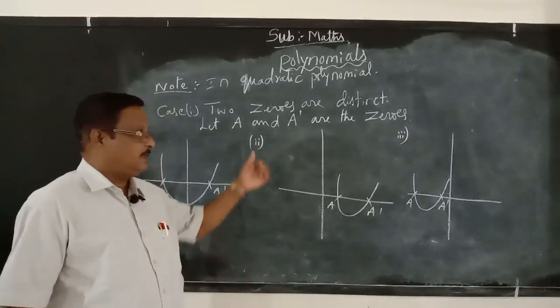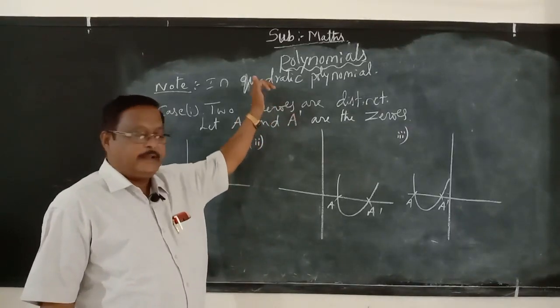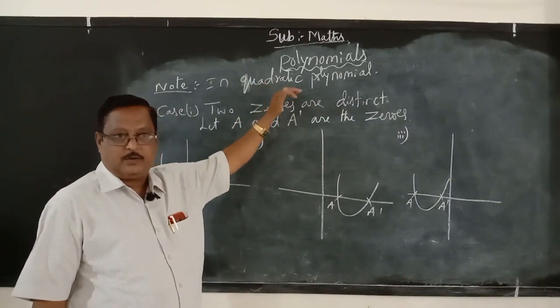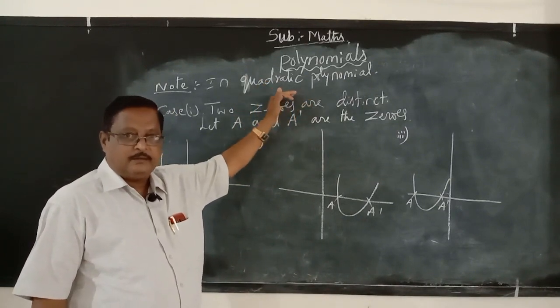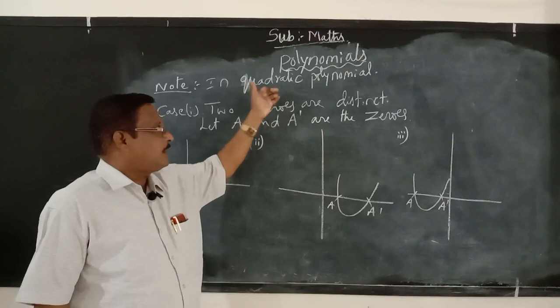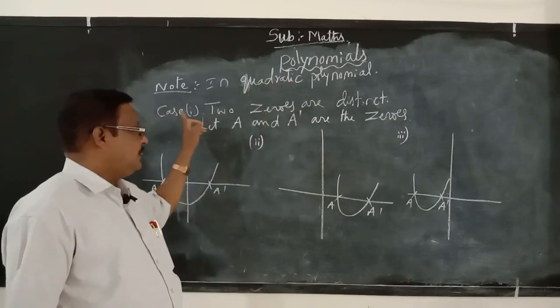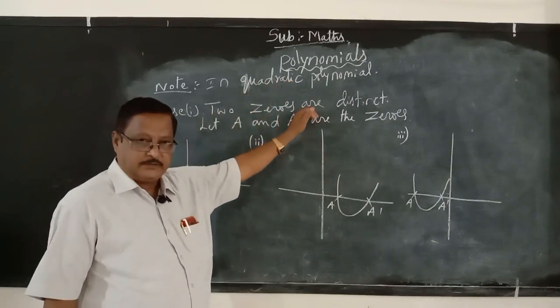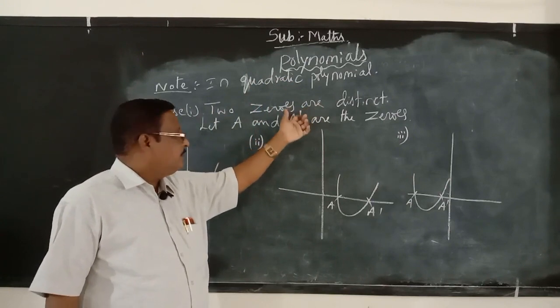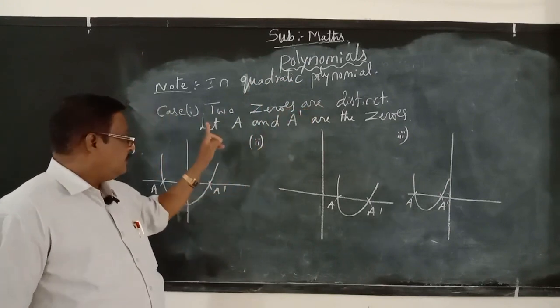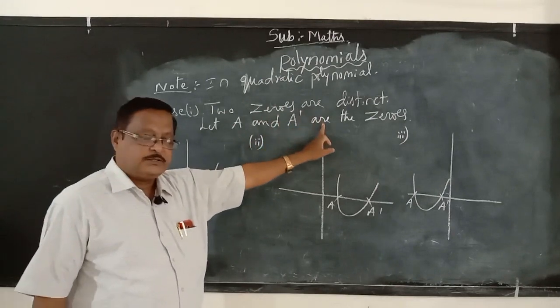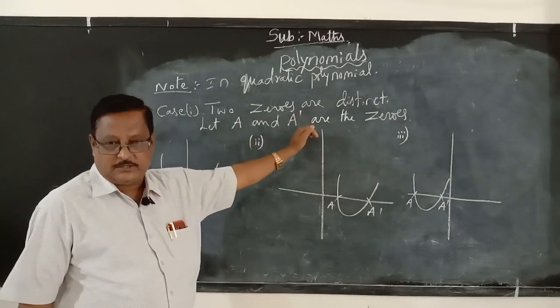In previous classes we already discussed linear polynomial and quadratic polynomial. Now in this class, for the quadratic polynomial, case one is that the two zeros are distinct. Here three graphs are there. First one, let A and A dash be the zeros, distinct zeros.